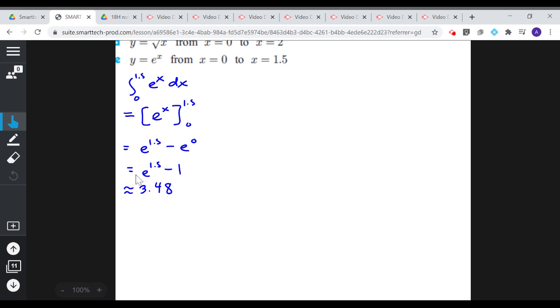The reason I used my calculator and got a decimal here and didn't keep it as an exact value is because they already gave me a question with decimals. If they gave me decimals already, I can give them back an answer in decimals.